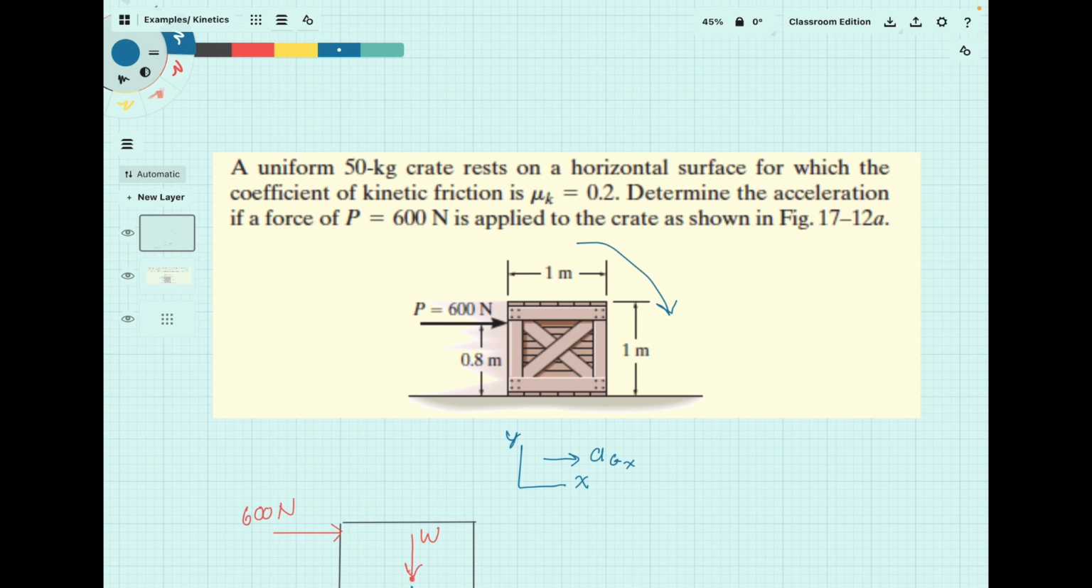We are given a uniform 50 kilogram crate. That would generally mean that if we need to solve the moment of inertia, we could treat the mass as fully distributed throughout that section, but it also tells us that the CG is definitely located right in the center of the crate since it is uniform. Then we've got a coefficient of friction and an applied force.